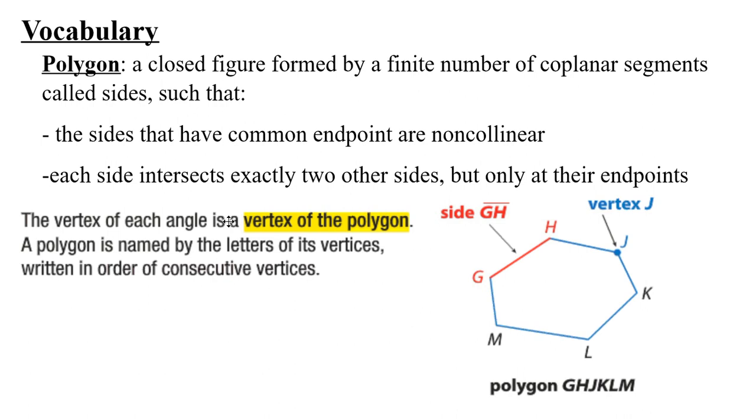A polygon is named by the letters of its vertices written in order of consecutive vertices. So this could be called polygon G, H, J, and it works its way around in clockwise fashion. You cannot jump around. Once you pick a starting point and then denote a direction, you have to continue until you get back to that side. What you are free to choose is where you'd like to start. So for example, you could start at K and then go counterclockwise. You could call this polygon K, J, H, G, M, L, and that would be legitimate. But you can't jump around. It has to go in the order that you started from in the beginning.